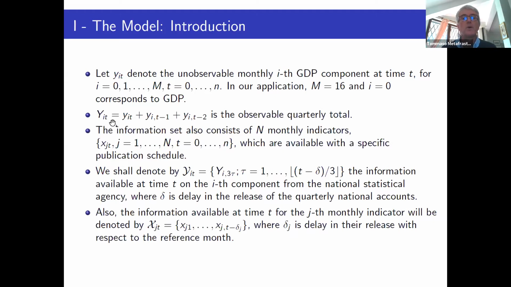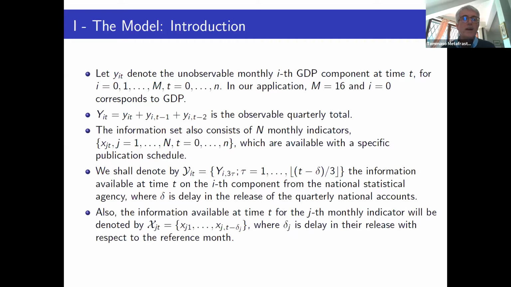So what we would like to do is to project our estimates of quarterly GDP on a set of monthly indicators. In particular, we will be concerned with the Italian case where we have 500 or so, 433 monthly indicators. We would like to use this information to produce our estimates of the components, our nowcast and forecast of the components and GDP itself.